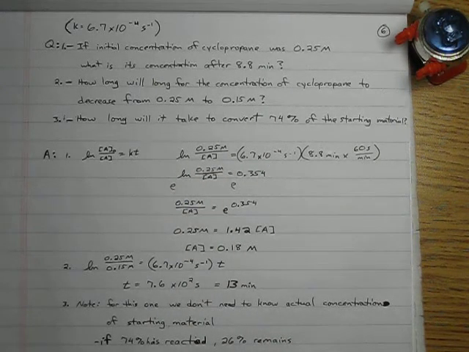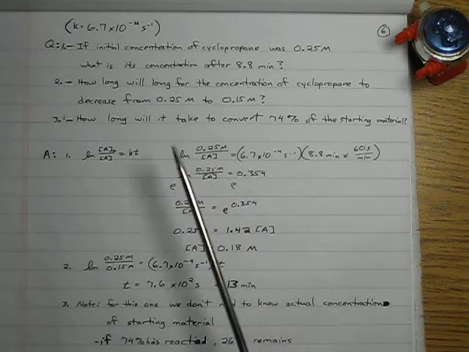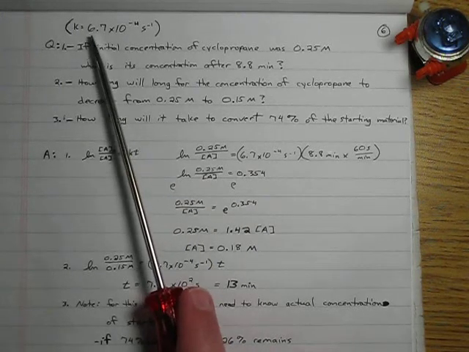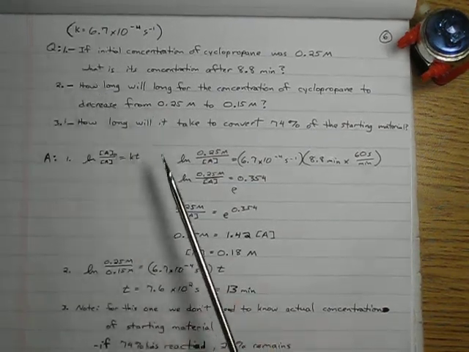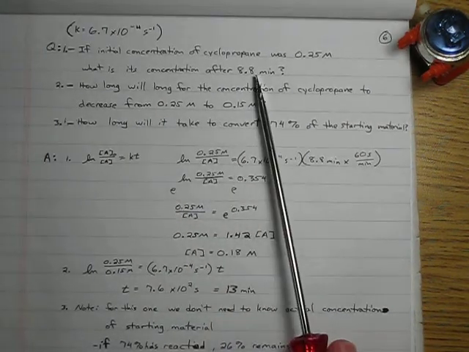Now, there is a bit of a problem. Note that the rate constant is in units of per second, and this time here was given as 8.8 minutes.